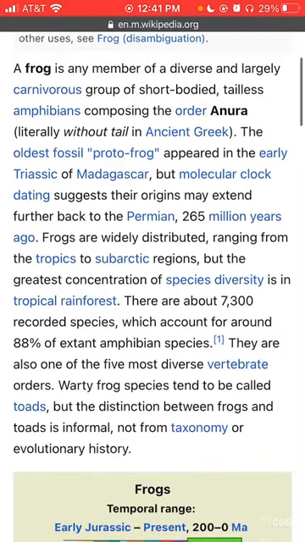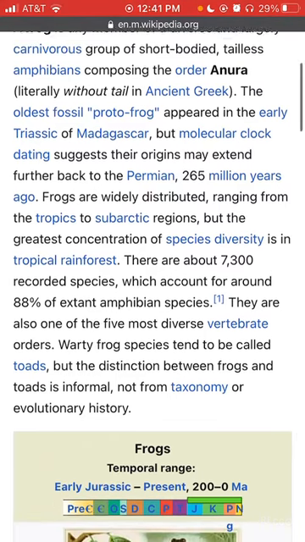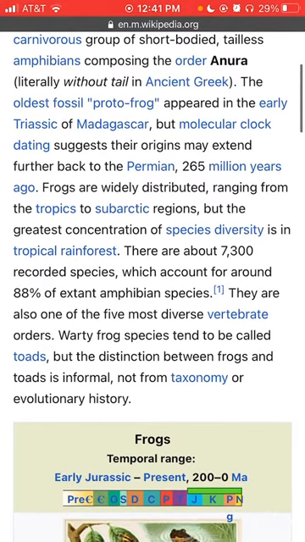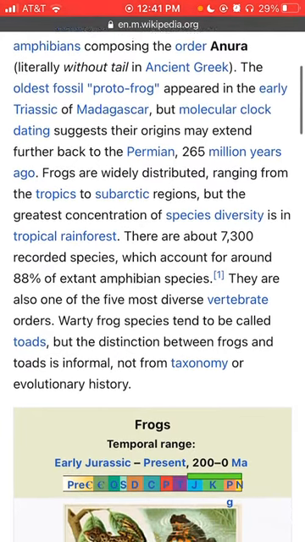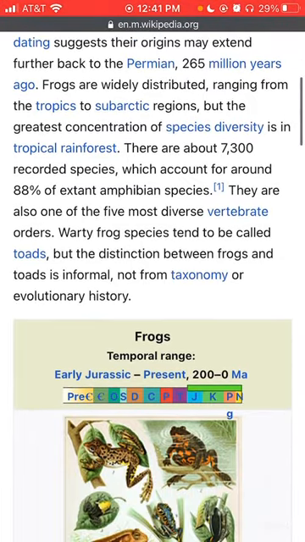Frogs are widely distributed, ranging from the tropics to subarctic regions, but the greatest concentration of species diversity is in tropical rainforests. There are about 7,300 recorded species, which account for around 88% of extant amphibian species. They are also one of the 5 most diverse vertebrate orders. Warty frog species tend to be called toads, but the distinction between frogs and toads is informal, not from taxonomy or evolutionary history.